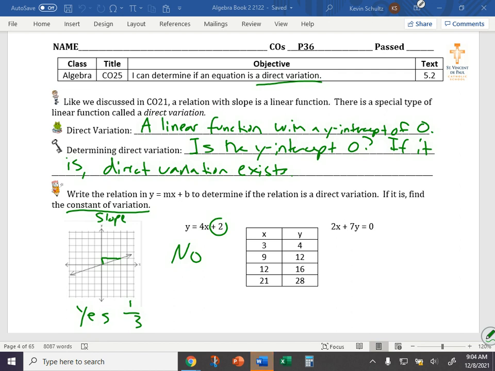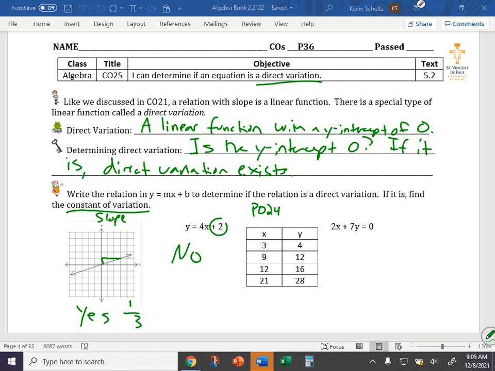Let's look at the next one. We've got a table here. This one's going to probably be the most work of all of them because we need to actually write the equation in slope intercept form. So this goes back to CO24, where you have to determine what the slope is and use that to solve for the y-intercept. You just did this on your most recent test, which you get back soon, by the way.